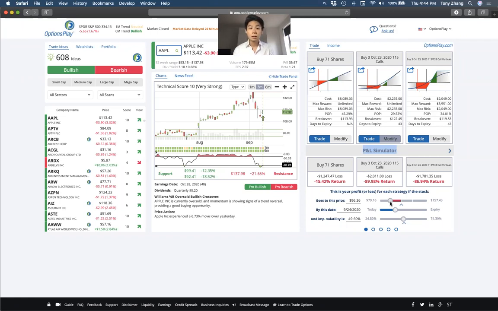We've created this P&L simulator so that you can fully understand your strategy before you get in, so that nothing surprises you after you get into the trade. There's nothing worse than getting into a trade and then finding out it's not going to work out the way that you had expected to. Use the P&L simulator to help you better understand each strategy.